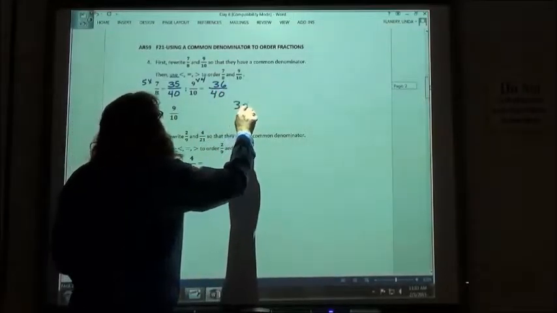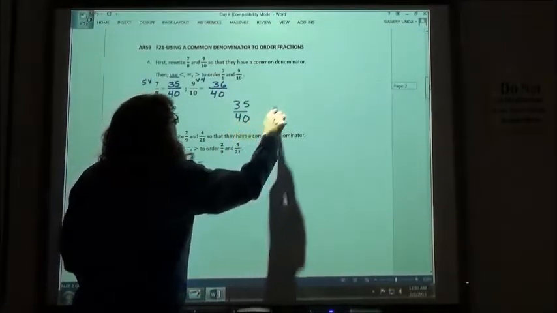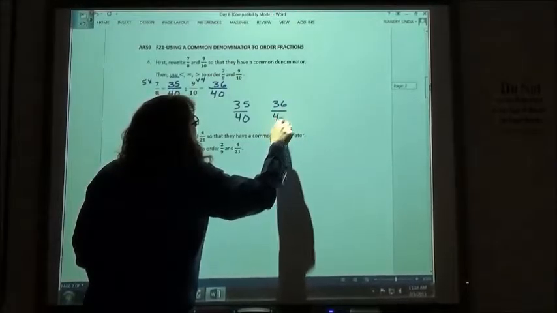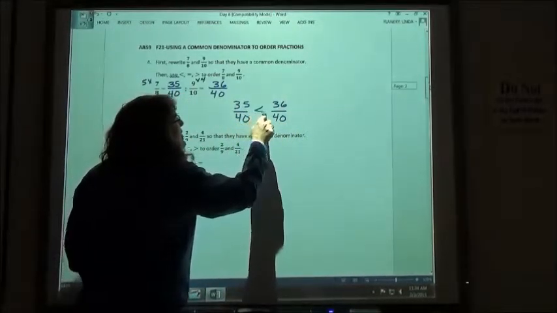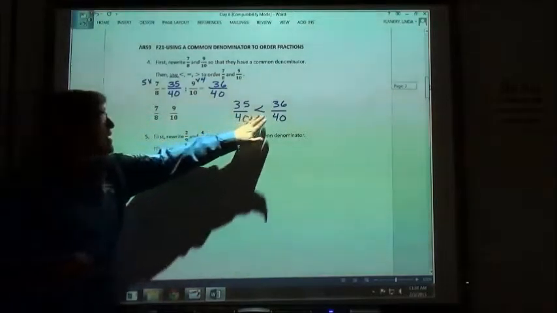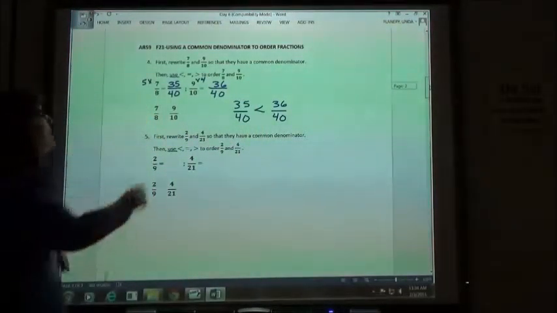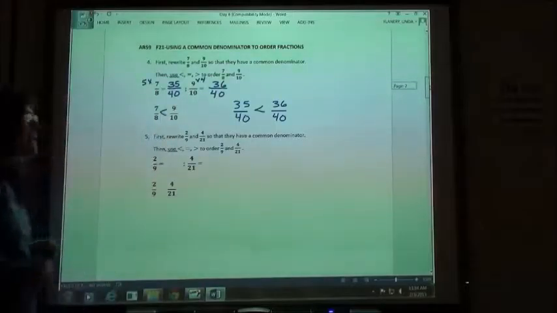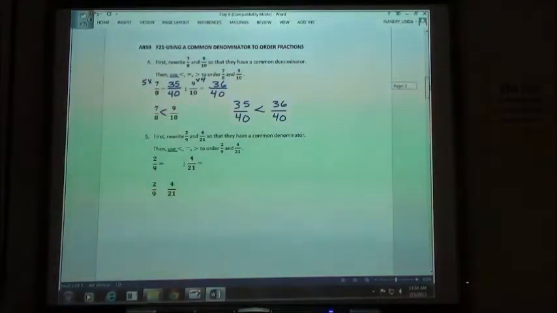So if we're going to compare 35/40ths to 36/40ths, we know that 35 is less than 36. Since these are equivalent to these, we then know that 7/8 is going to be less than 9/10.